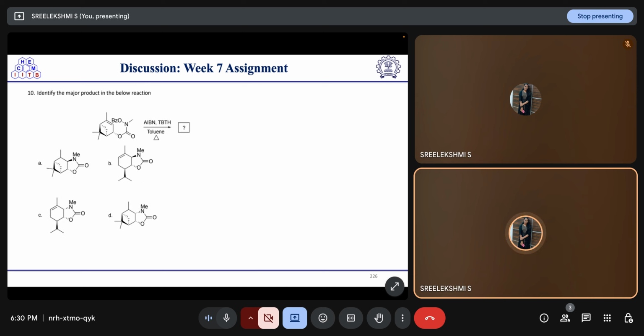And the next question, identify the major product in the below reaction. So this compound upon treatment with AIBN and tributyltin hydride in toluene under heating conditions, which will be the major product?